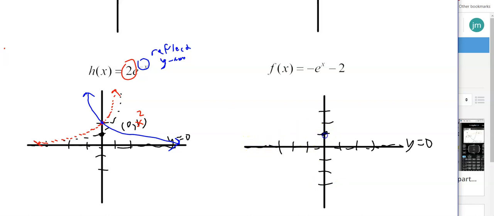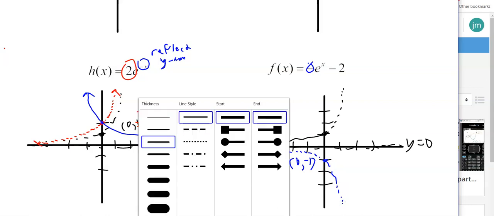And goes through 0, 1. There's your parent graph. Okay, so it's going to do 2 things. So first, the graph looks like it is reflecting over the x-axis. So that's going to kind of start here, go through 0, negative 1. And fall down pretty quickly.